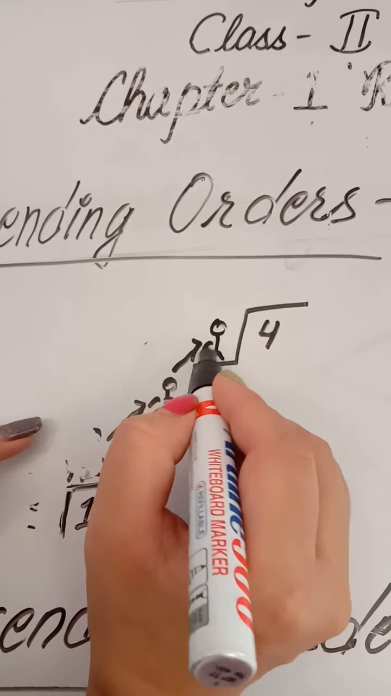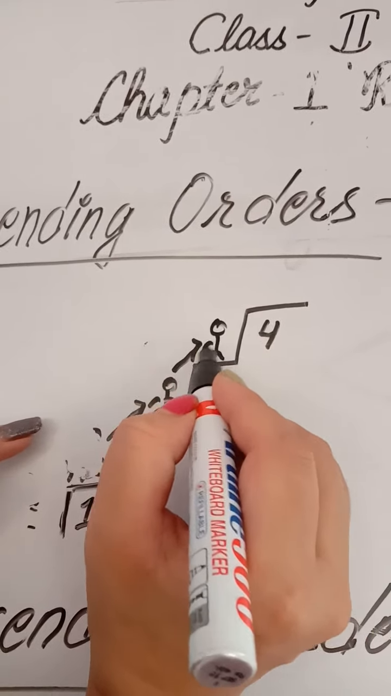Okay, before he was here. But right now, he went up to the stairs. Okay, that means this is the way you have to arrange your numbers in ascending order. That means from smallest to the biggest one.